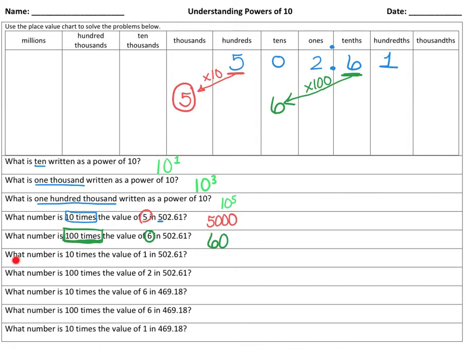The next problem. What number is 10 times the value of 1 in 502 and 61 hundredths? So now we are looking at the 1, and we are going to take it times 10. So here is the 1, and we need to take it times 10. Times 10 is just moving to the left 1 column. So now, instead of it being 1/100th, it's now 1/10. And down here, we will write 1/10. You can either write it like this, 1/10, or we can write it as a decimal, 0.1.